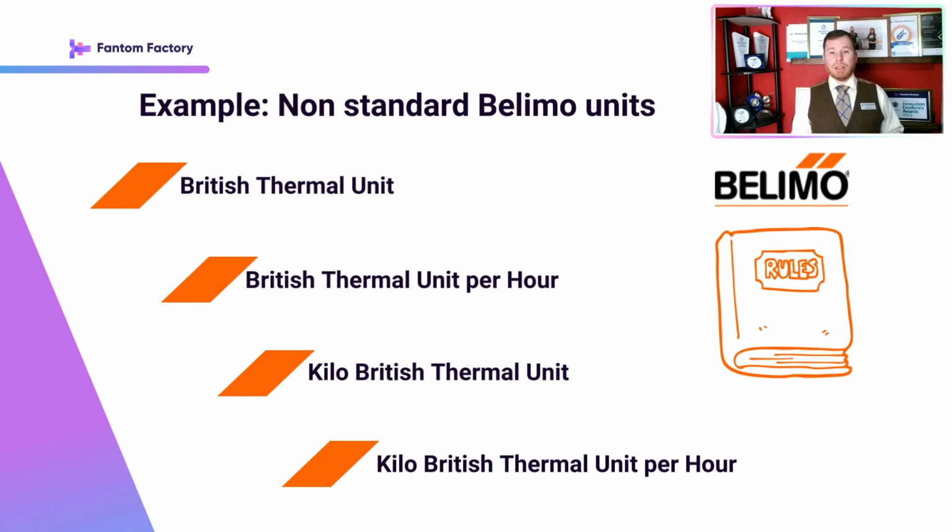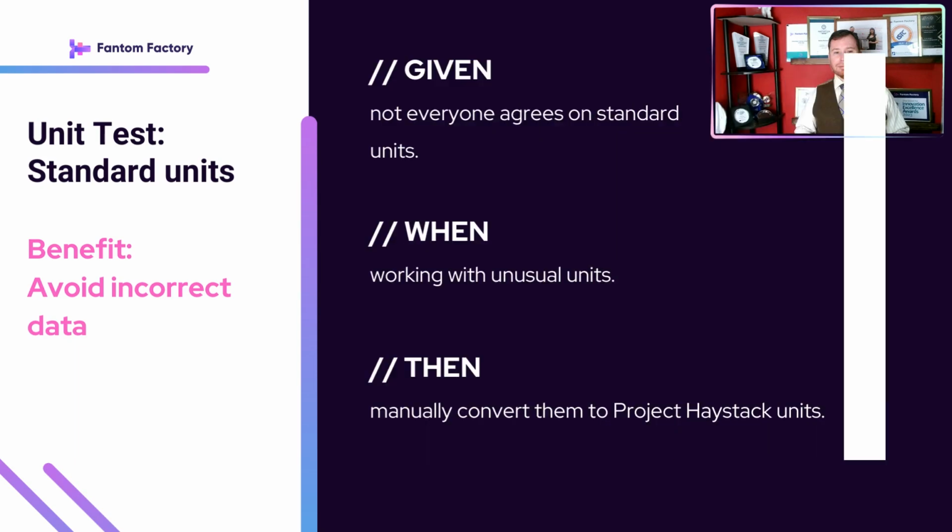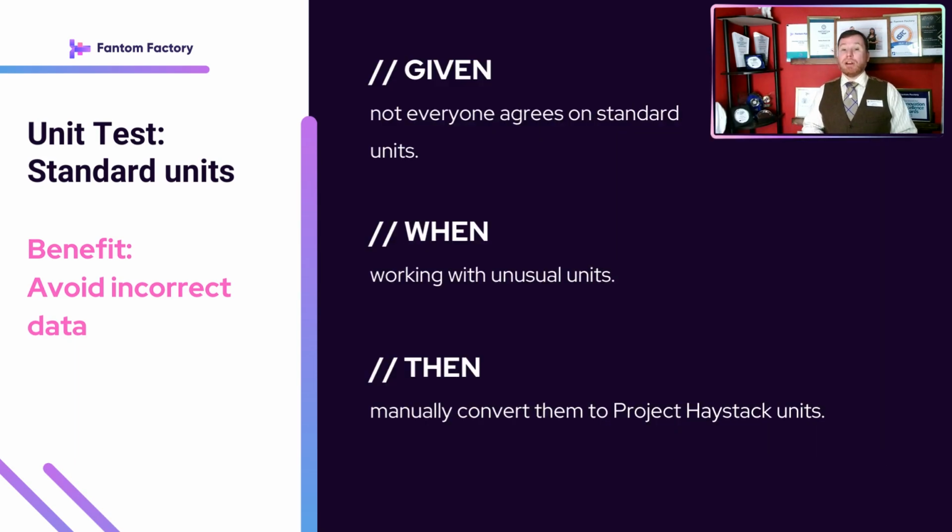Case in point, we created a universal connector for Belimo, and everything was going great until they decided to return to us data in a British thermal unit. Now, that is not a Haystack standard. So given not everyone agrees on standard units, when working with some unusual units, just manually convert them to something Project Haystack understands. And this avoids dodgy and incorrect data.